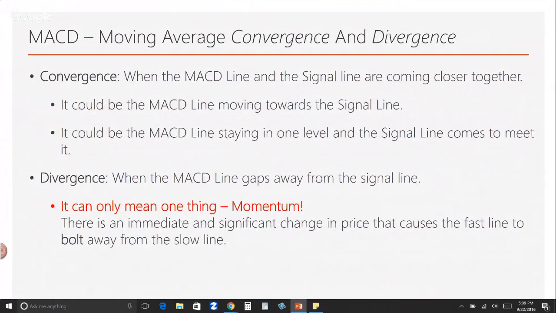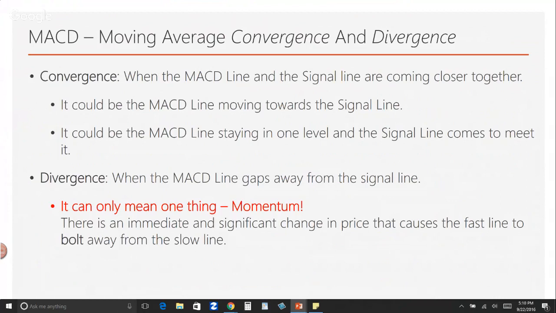All right, so we're talking a little bit here about convergence and divergence between the MACD line and the signal line. Convergence is when the MACD line and the signal line are coming closer together. Now, it could be that the MACD line was actually moving towards the signal line, or it could be that the MACD line is just holding one solid steady level, and over time, the signal line comes to meet it. Okay, so that's convergence. It could be a couple of different things, but divergence is when the MACD line gaps away from the signal line, and that can only mean one thing, momentum.